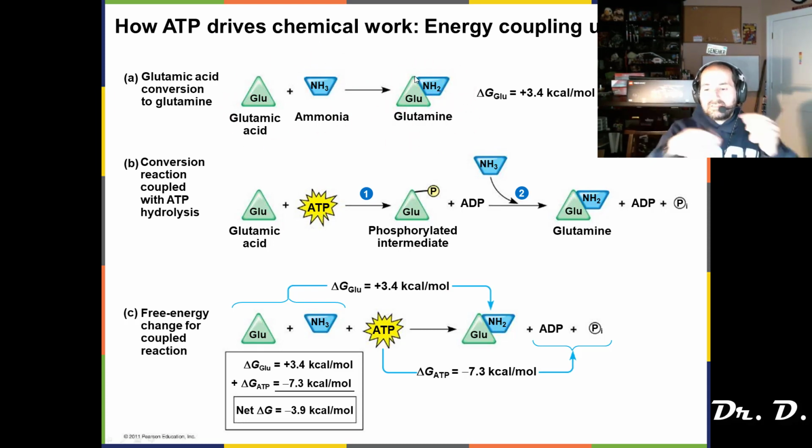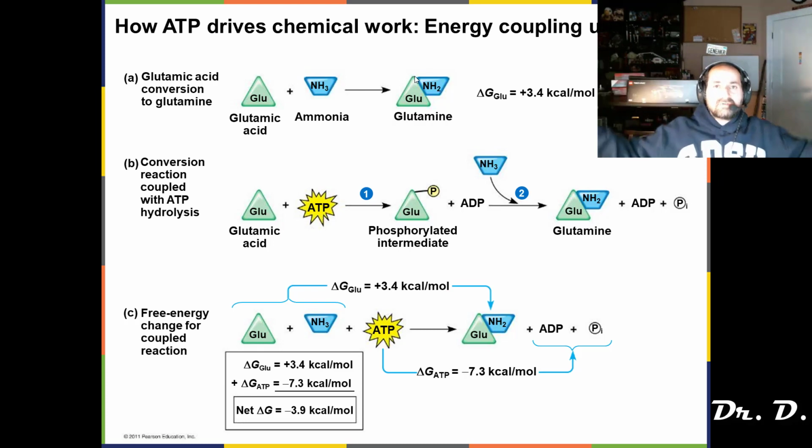Now, again, if the cell wants to make glutamine, is it just going to throw its hands up in the air and say, well, I guess I can't make glutamine now because that's not a spontaneous process? It's going to require energy, so I guess it's impossible. No. You know what the cell does? Let's skip to the bottom here. You know what the cell does?